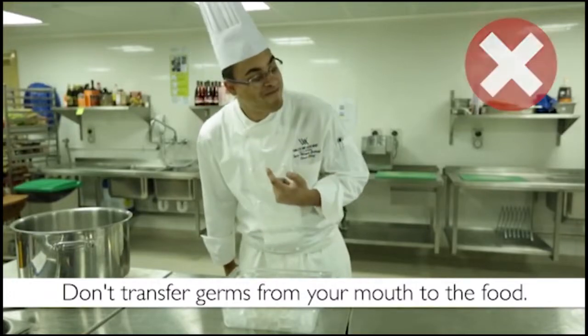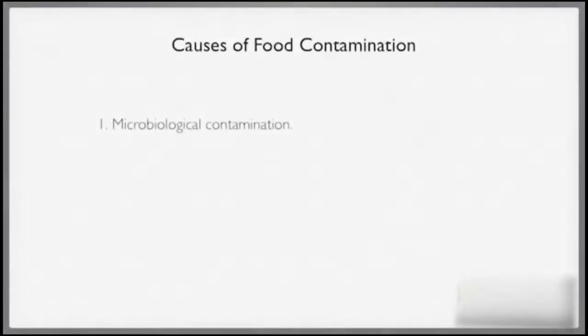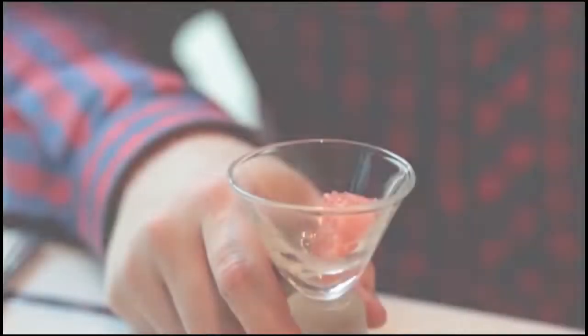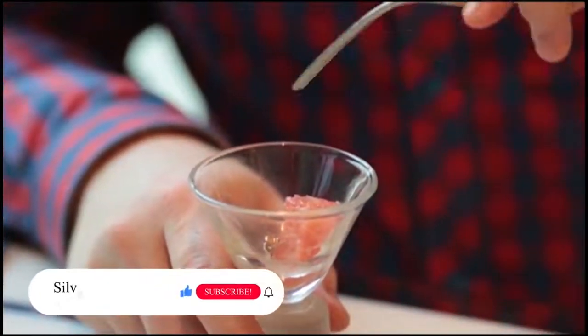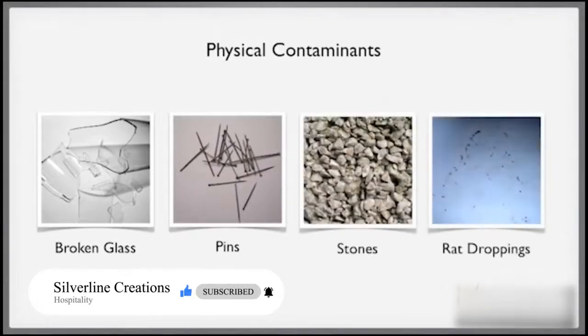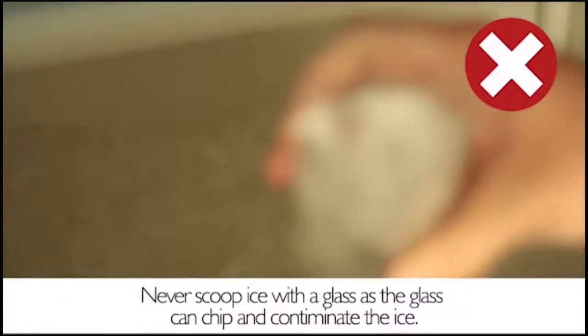Now that we understand microbiological contamination, let's look at physical contamination. Physical causes of contamination include larger, sometimes visible things in food. For example, glass, pins, stones, or rat droppings. This type of contamination is very dangerous because it can hurt someone, both physically, for example, if a guest swallows a piece of glass, or on a microbiological level, such as the bacteria on the rat droppings contaminating the food that the rat droppings have fallen into.